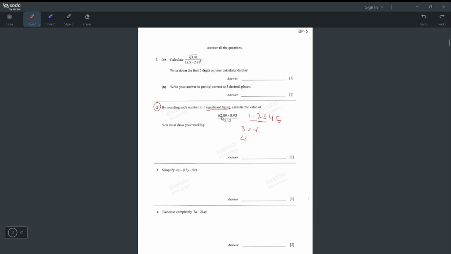And let's see what the question is asking. The question is saying that we need to round up each number to 1 significant figure and estimate the value of this equation. So let's do that. So we have 3 numbers right here, 62.89, 8.93, and 3.12. We're going to round each of them into 1 significant figure. 62.89 becomes 60, and 8.93 becomes 9, while 3.12 becomes 3. So this becomes equals to 540 divided by 3, which is equals to 180.